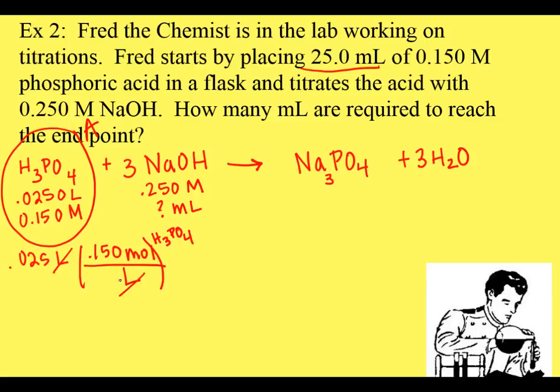Then we need our mole-to-mole ratio. We are solving for sodium hydroxide, and there are 3 moles of sodium hydroxide for every 1 mole of phosphoric acid.